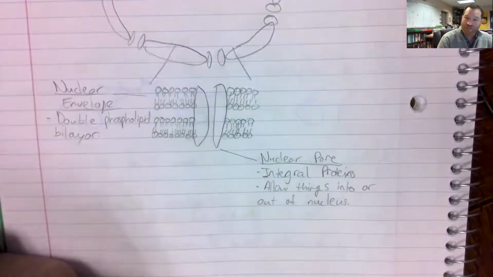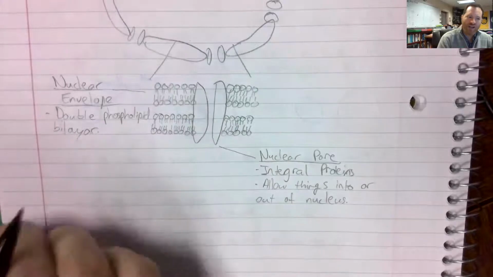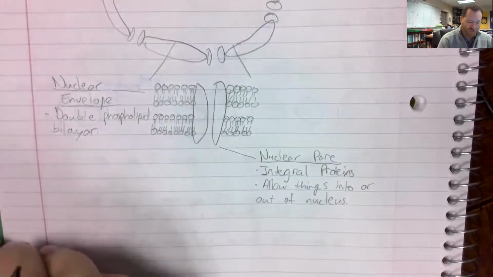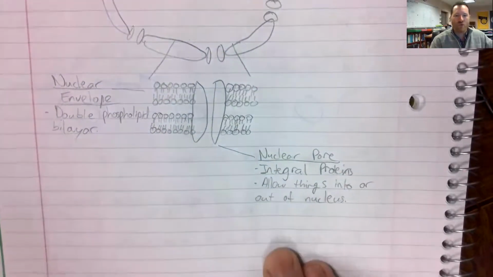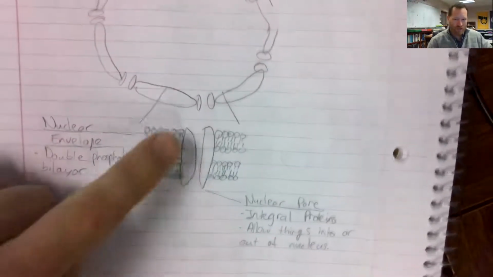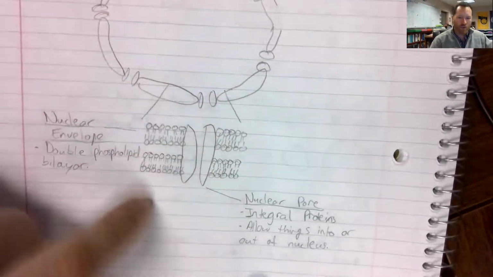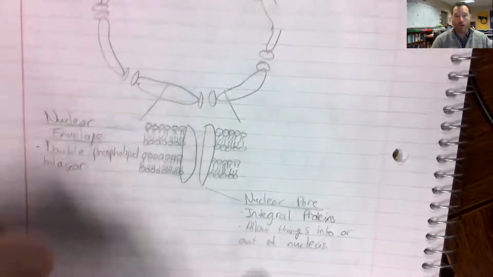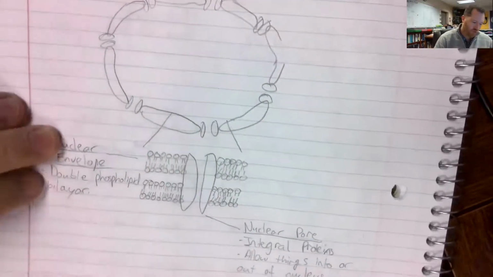Now it's going to be really tough to get into or out of the nucleus. That's like the highest secure area in the cell, so not a whole lot of things can get into or out of the nucleus. We'll take a closer look. This is what we call the nuclear envelope. Again, it's a double membrane that surrounds the nucleus.